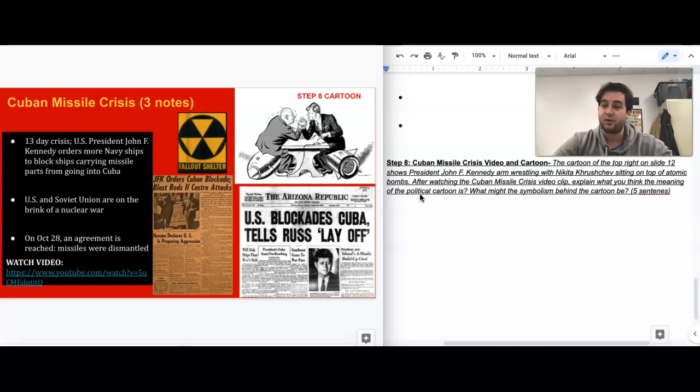Have a great Monday. Once again, we are just completing the note sheet, which would be steps 7 and 8. And when you finish this, you should work on your study guide for the Russia test.